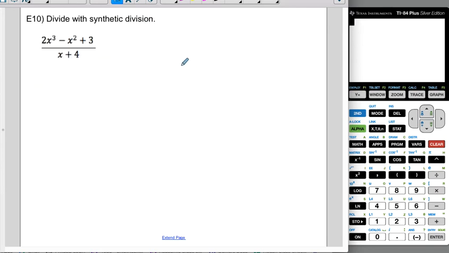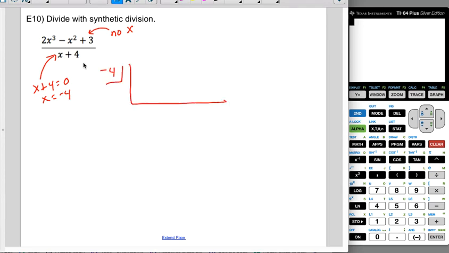So let's do one that's a little bit harder. This one has a placeholder. See how there's no x term right here? There's no x, so I'm going to put a 0x there. First I set my divisor equal to 0, so x plus 4 is 0, x is negative 4. Again, it's not cheating if you can get there on your own. So I have negative 4.